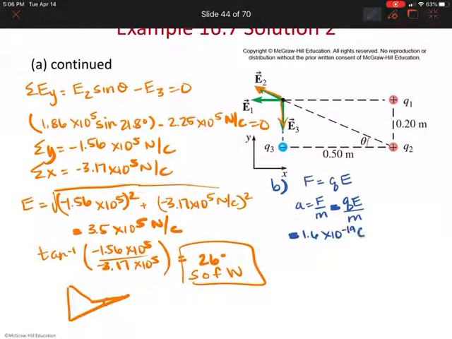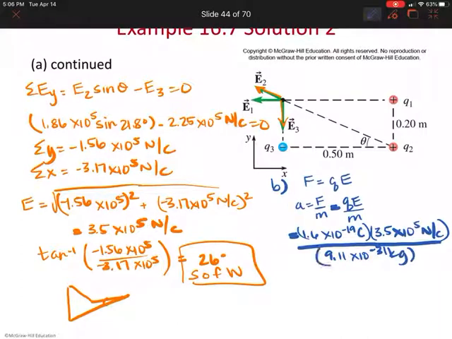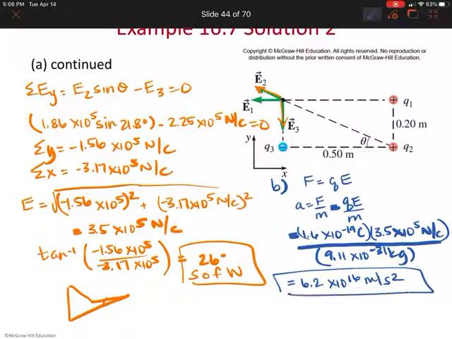So what is the charge of an electron? It's the elementary charge, 1.6 times 10 to the negative 19 coulombs, times the total electric field, 3.5 times 10 to the fifth, and then divided by the mass, which is 9.11 times 10 to the negative 31 kilograms. And then you get 6.2 times 10 to the 16th meters per second squared.